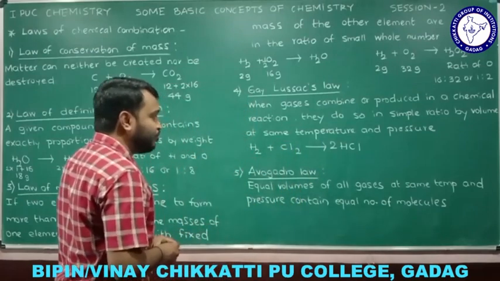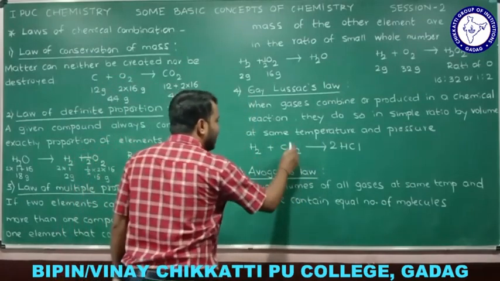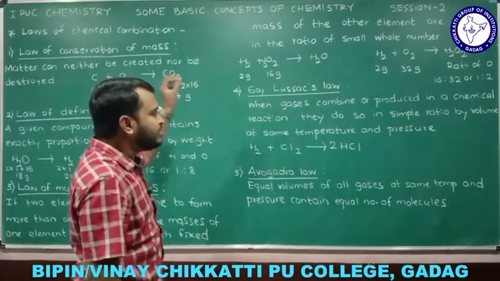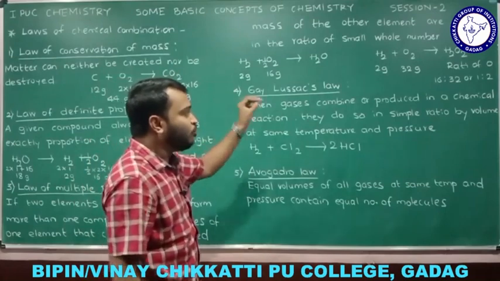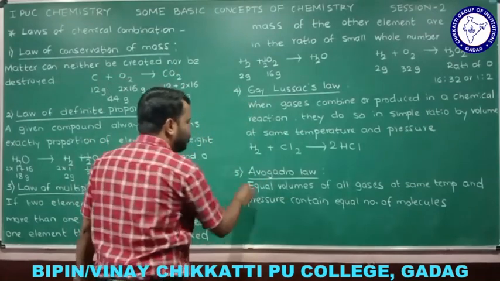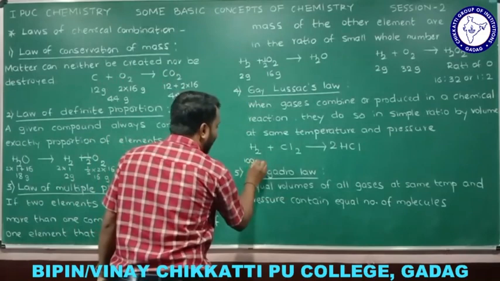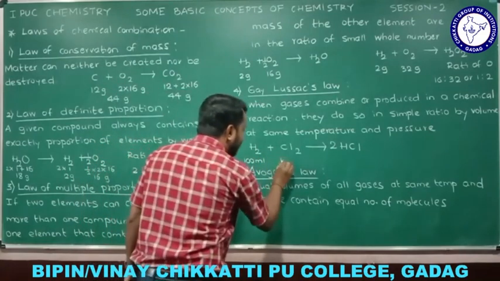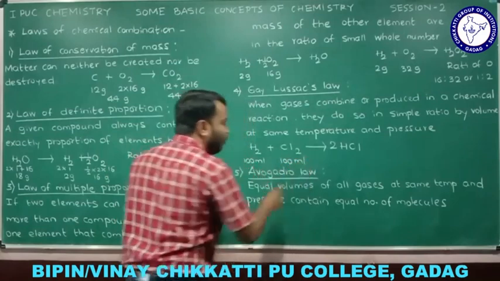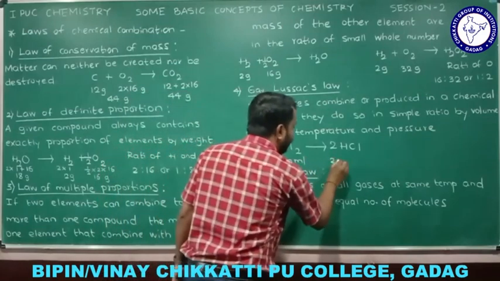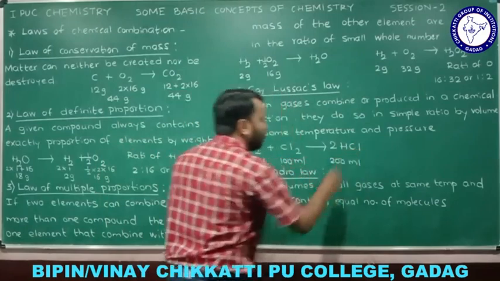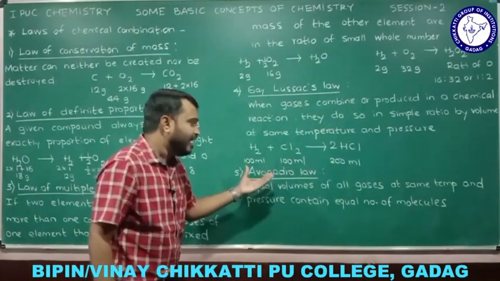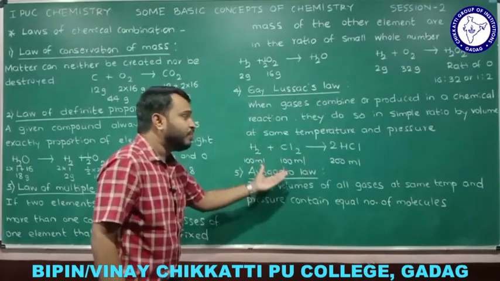Now, I told you already, if we have gases, that is related to Gay-Lussac's law, and in Gay-Lussac's law we talk about volume only. Let us assume we have 100 ml of hydrogen, that combines with 100 ml of chlorine, and we are going to get 200 ml of HCl. So in terms of volume, milliliters, what happens here is in a simple ratio.